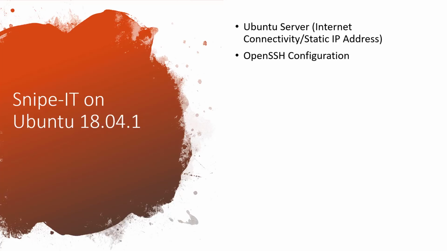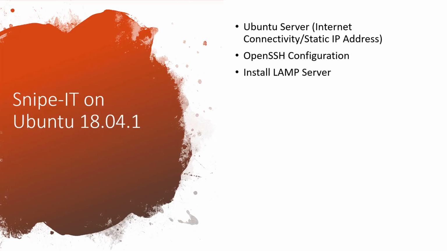And then after that, we will have a look at OpenSSH configuration. By default, OpenSSH server is installed on that Ubuntu. And also, you can connect to it remotely. For example, you can use PuTTY with SSH. And we will have a look at the configuration.